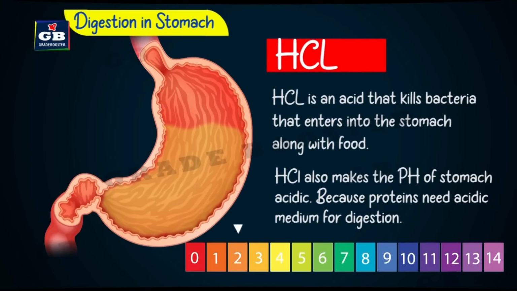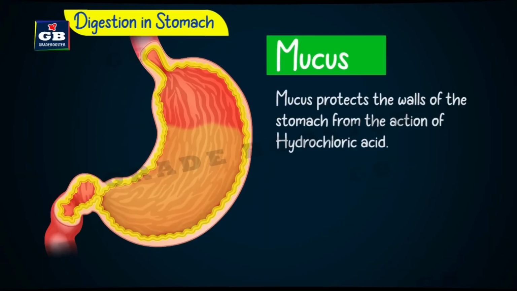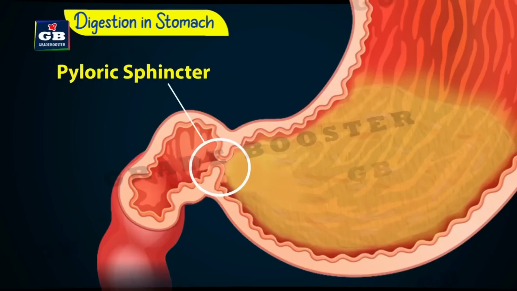HCl is a strong acid. It can cause damage to the stomach walls. A thick layer of mucus protects the walls of the stomach from the action of HCl. At the end of the stomach, there is a muscular sphincter called the pyloric sphincter. This sphincter releases the partly digested food slowly into the small intestine.